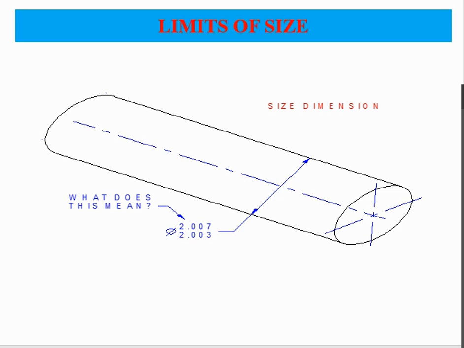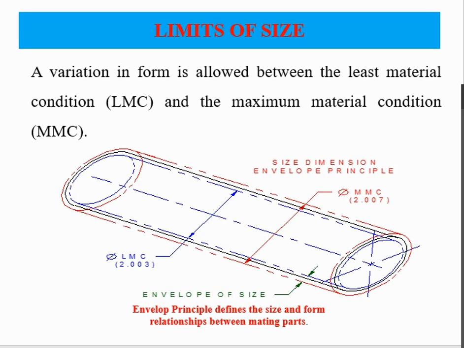This is the proper diagram where you can see the maximum material condition, that is MMC, of this particular shaft, and 2.003 is your least material condition. So what is the significance of LMC and MMC? MMC is the maximum size of the component that is allowed, and LMC is the lowest size of the component which is allowed when you are manufacturing that component within geometric tolerances.